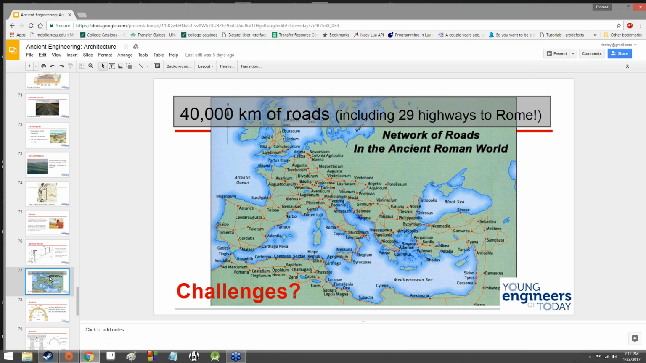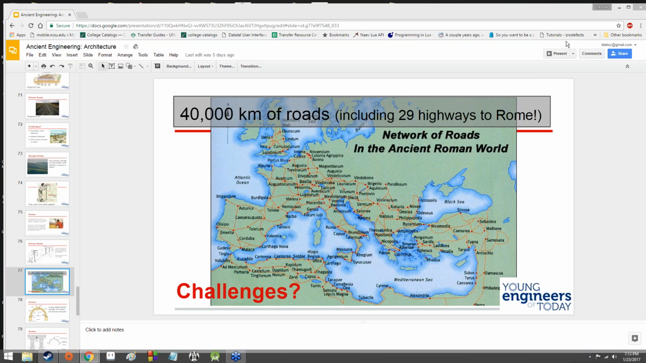So yeah, the Romans built over 4,000 kilometers of roads. 4,000 kilometers. That's a lot of kilometers. In fact, hold on, let me do some conversion math here. In fact, it's 40,000 kilometers. I was off by a power of 10. It's 24,000 miles of road.